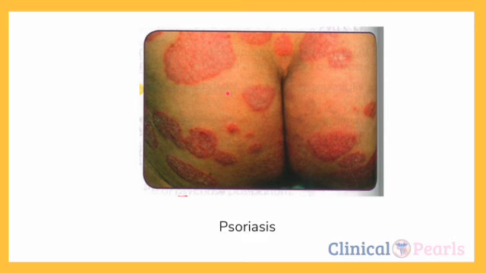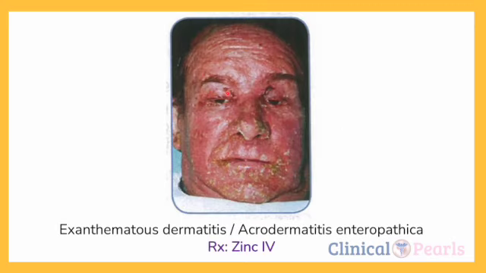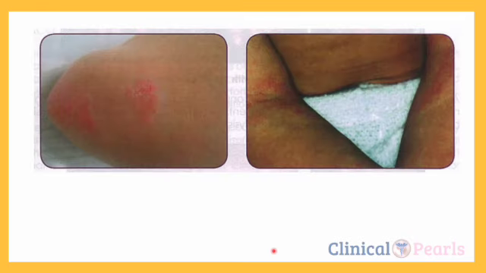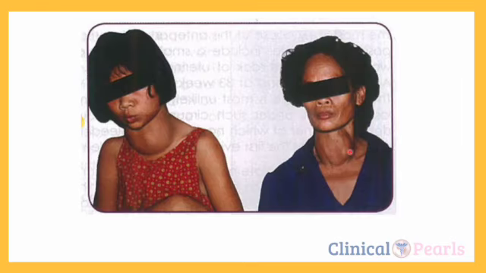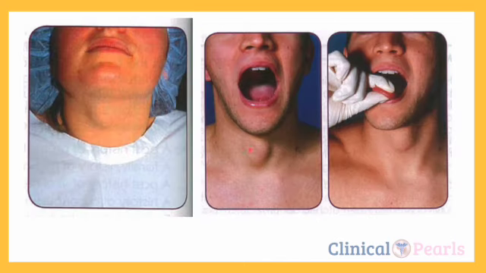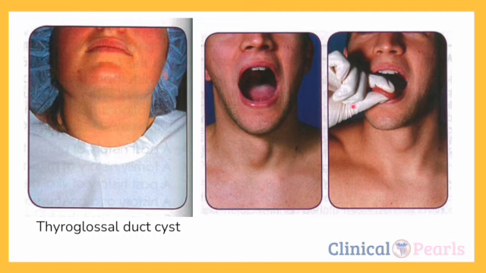This is psoriasis. This is exanthematous dermatitis or acrodermatitis enteropathica, which is associated with zinc deficiency, hence the management is zinc IV. This is eczema of the elbow. This is flexural atopic dermatitis, multinodular goiters, thyroglossal duct cyst. And the next photo shows movement of the lesion with deglutition or with the tongue.